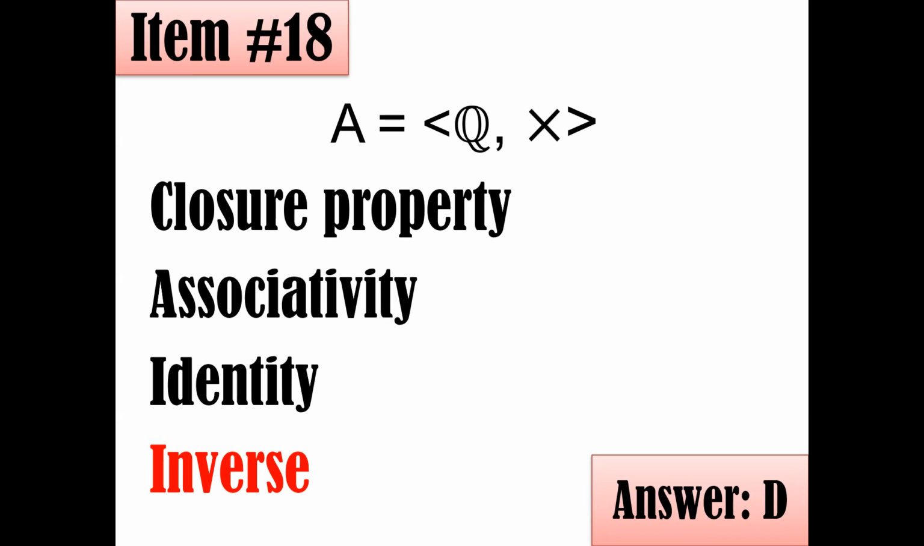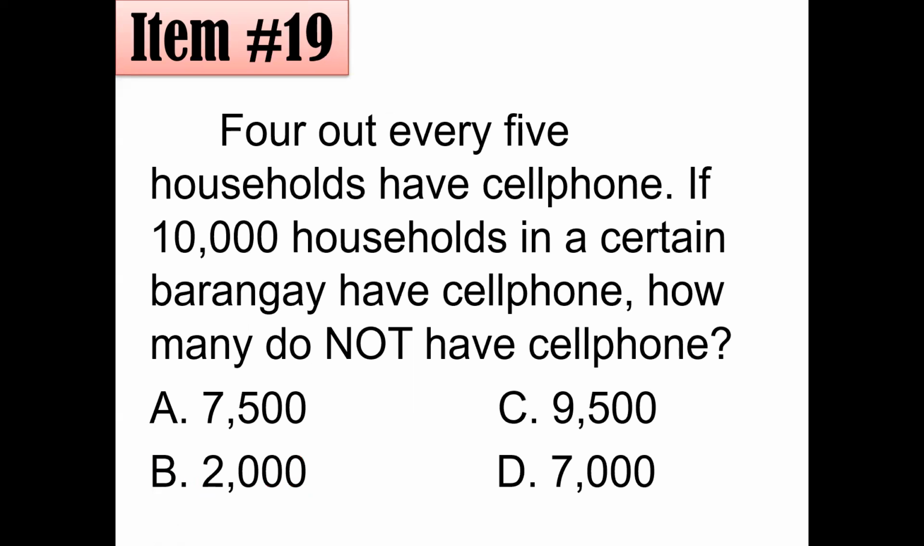Okay. 19. 4 out of every 5 households have cell phones. If 10,000 households in a certain barangay have cell phones, how many do not have cell phones? A, 7,500. B, 2,000. C, 9,500. D, 7,000.